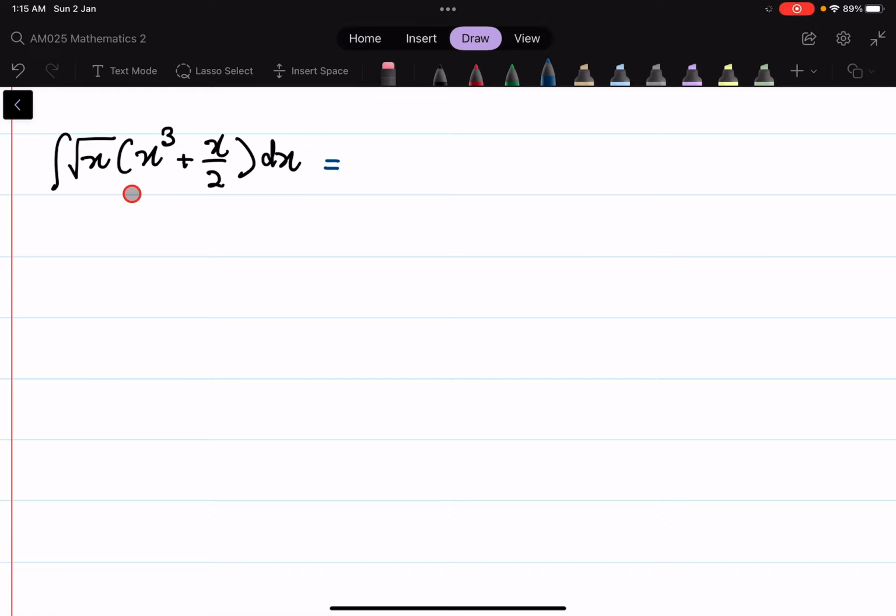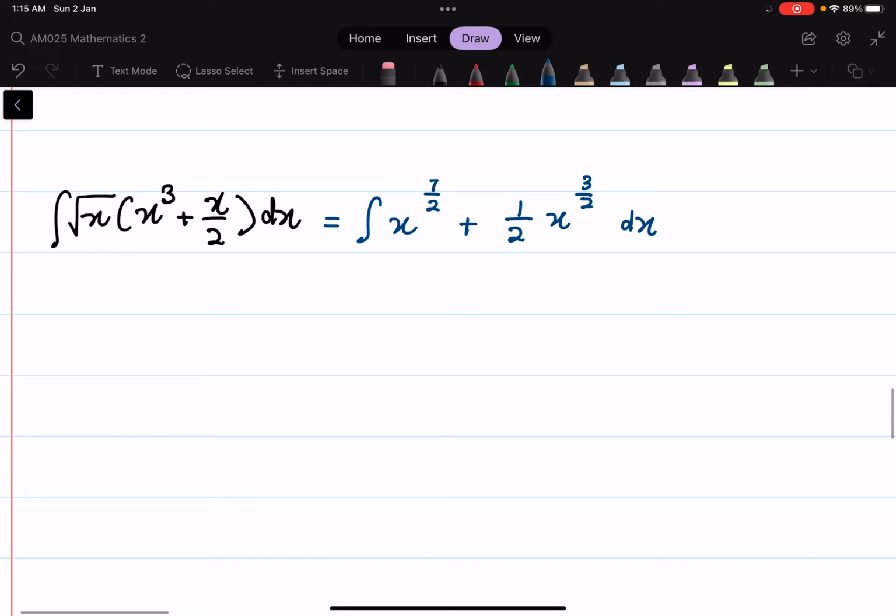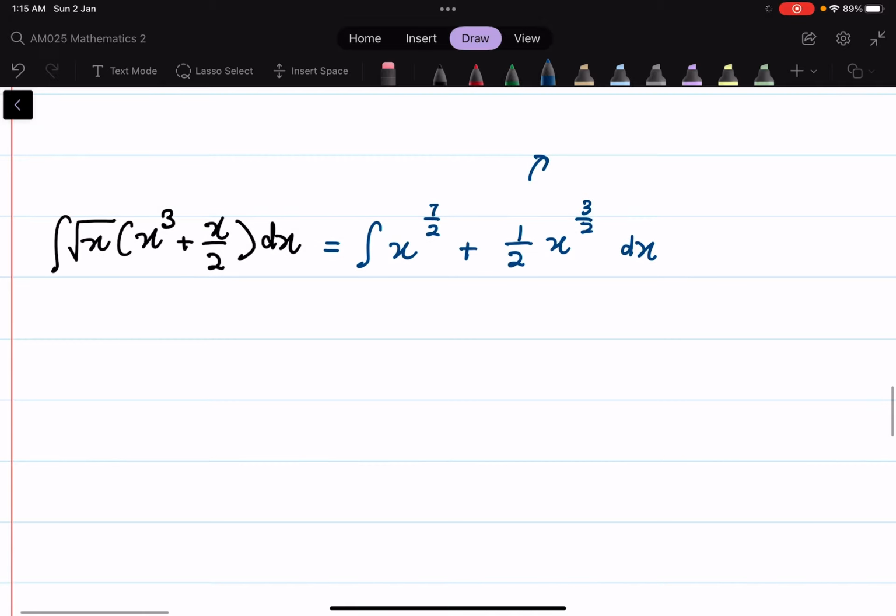x times x cubed is x to the power of 7 over 2, plus x times x over 2 is 1 over 2 times x to the power of 3 over 2. You may also write it like this if you want: x to the power of 3 over 2 divided by 2. It is the same thing.